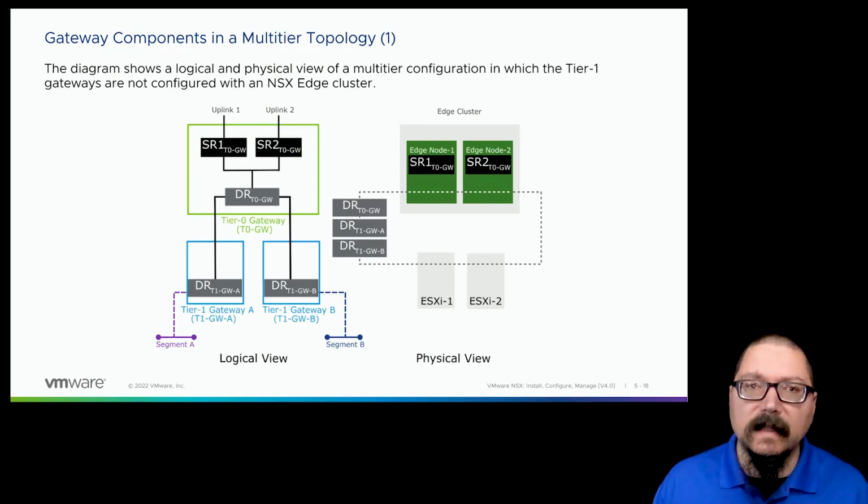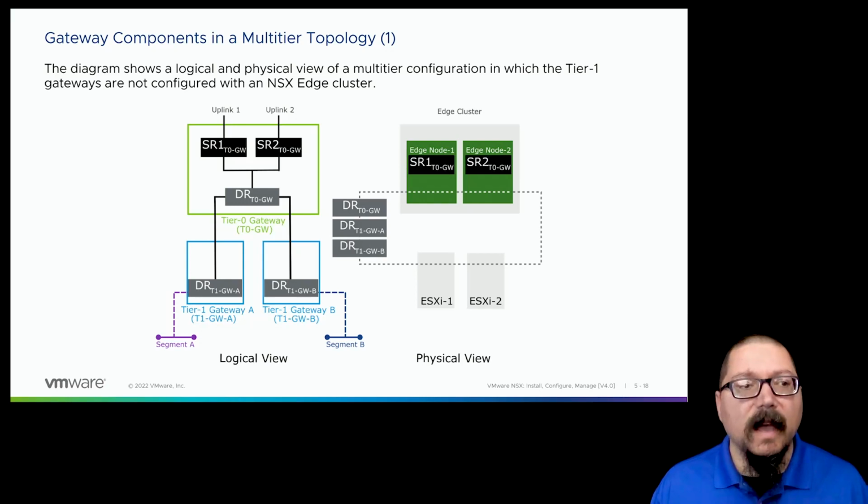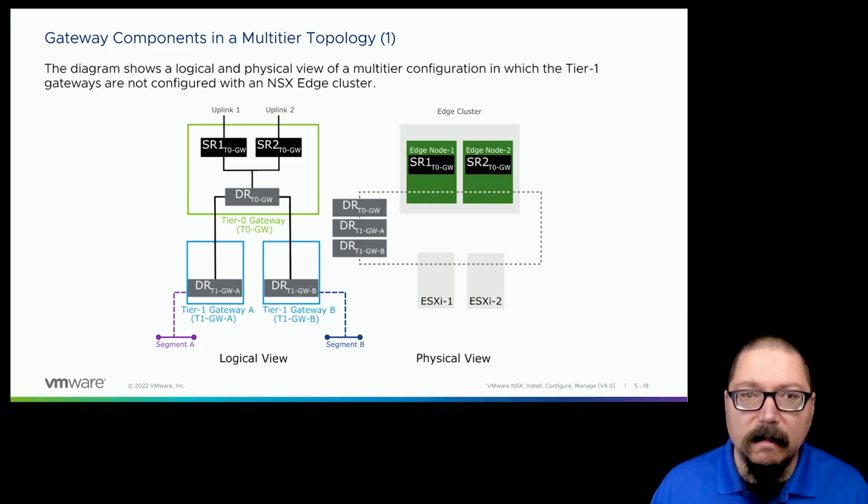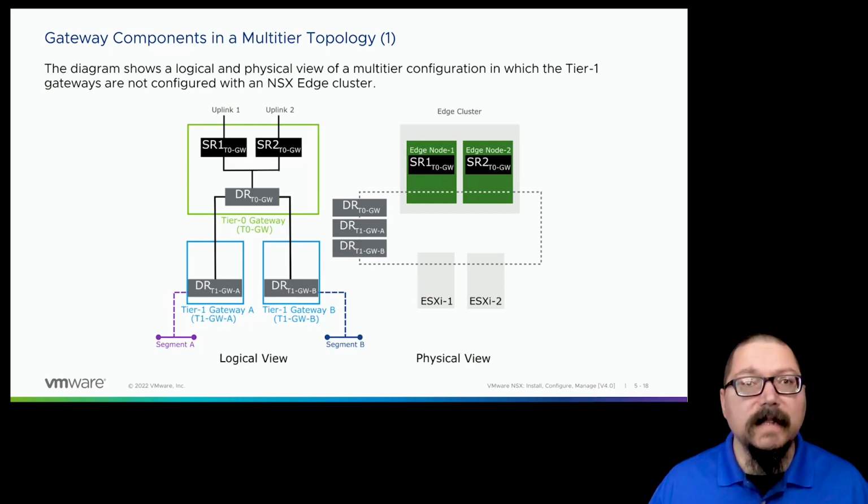Now, if we make this a little more complex and we add 2 tier 1 gateways to the mix. So we still have our tier 0 gateway. We still have our 2 edge nodes with service routers. We still have a distributed router for the tier 0 gateway. Then we go into the 2 tier 1 gateways, tier 1 gateway A and tier 1 gateway B. Those 2 gateways have the overlay segments attached to them.